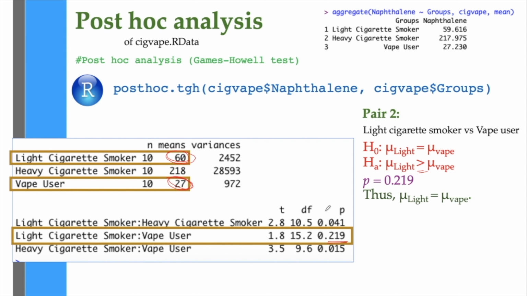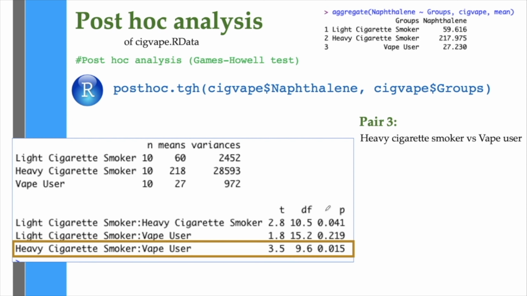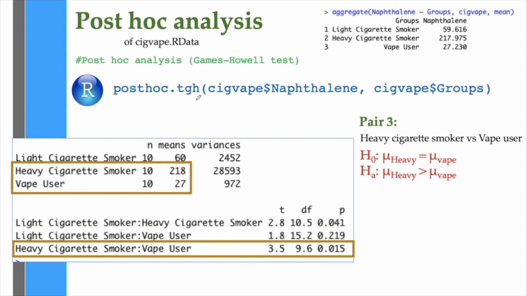So the mean serum naphthalene of the light smokers is just equal to the mean serum naphthalene of the vape users. And for the last pair, we have the heavy cigarette smokers and the vape users. Again, the null hypothesis is that their mean naphthalene are equal, and the alternative is that the mean naphthalene in the serum of heavy cigarette smokers is greater than the vape users, since 218 is greater than 27. And since the p-value here is less than 0.05, we're going to reject the null hypothesis and conclude that the mean serum naphthalene of the heavy smokers is greater than the vape users.